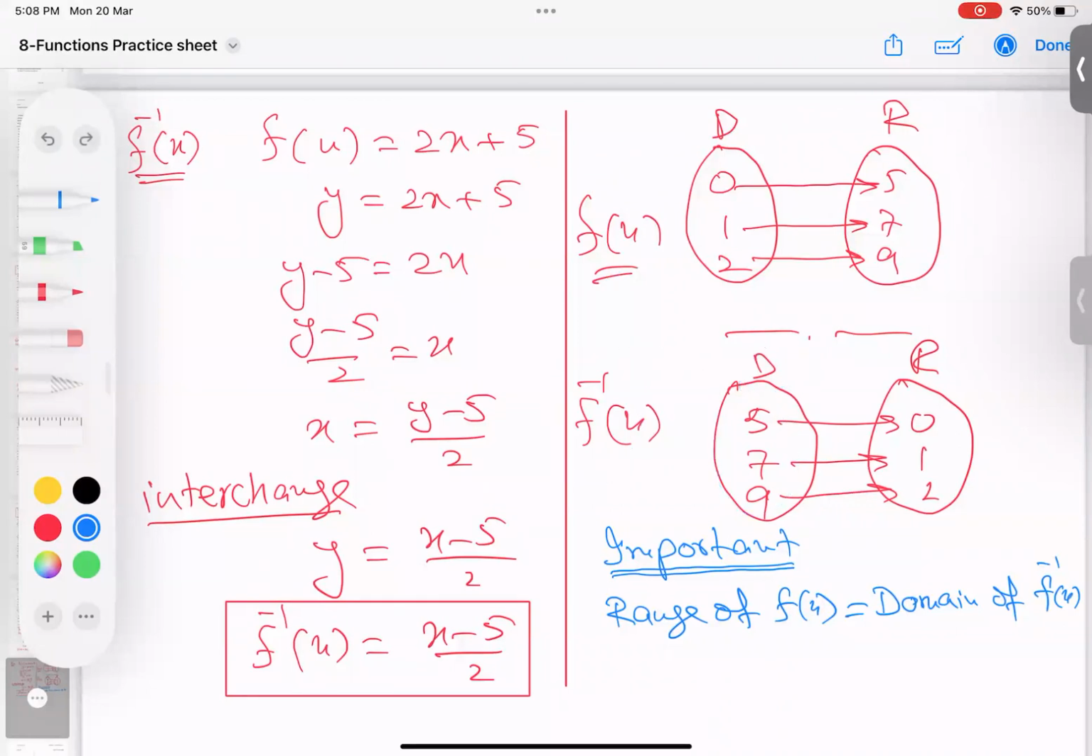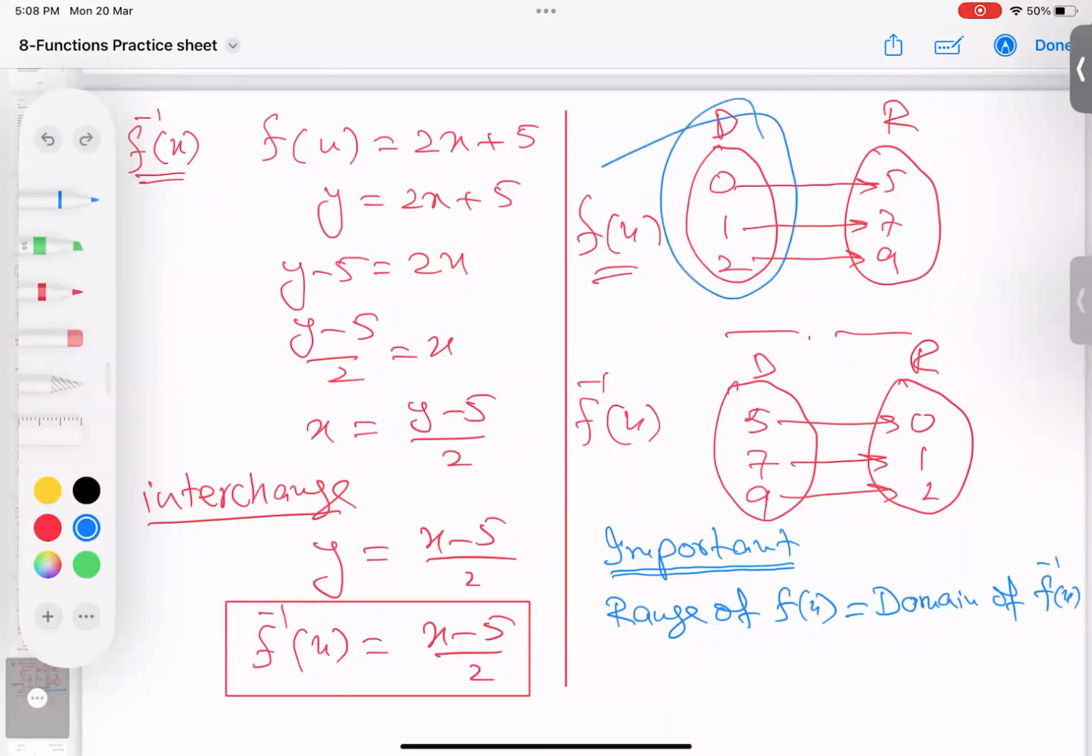And what is the logic behind? You do an interchange. In the interchange, what happened? What do you do? You make X as Y and Y as X. And X is called domain. Okay, let me write the last sentence.